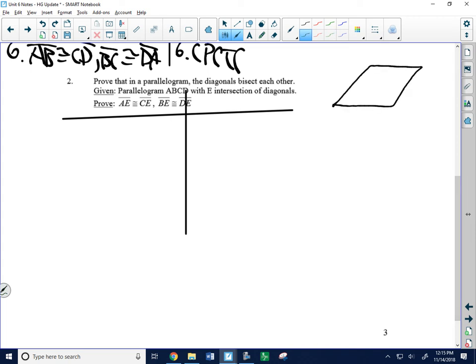So we're going to have parallelogram ABCD. Prove that in a parallelogram the diagonals bisect each other. So the goal is to say that these are going to be the diagonals, that the little parts are congruent, and therefore I guess we could have taken one more step and said, well, therefore they bisect each other. So I'm going to draw in the diagonals, and I'm going to call E the intersection point here of the diagonals.